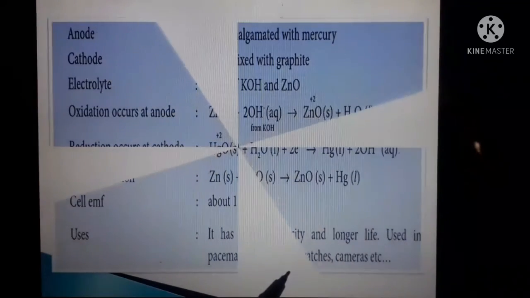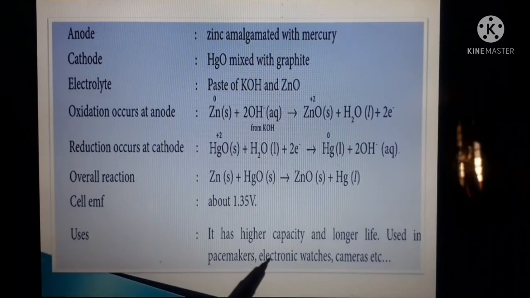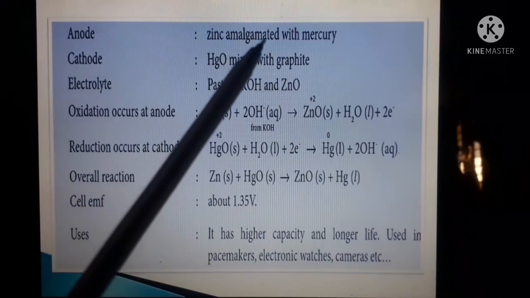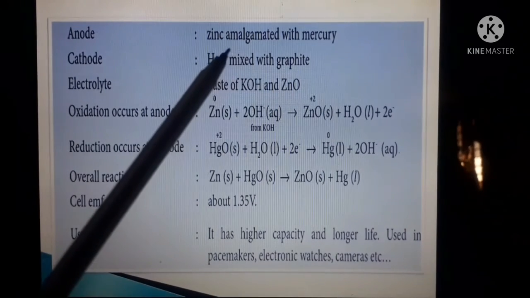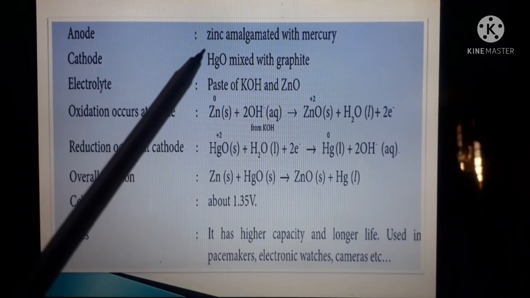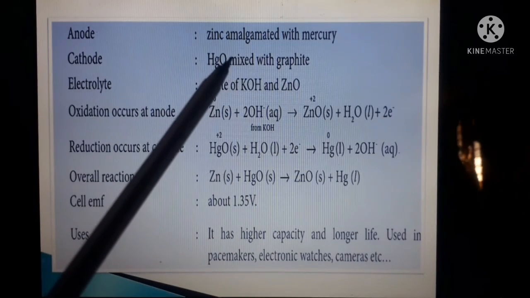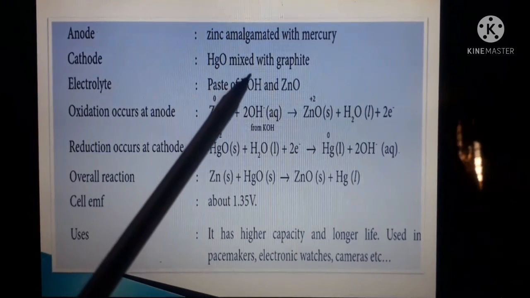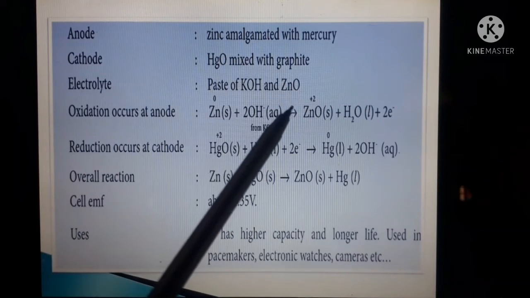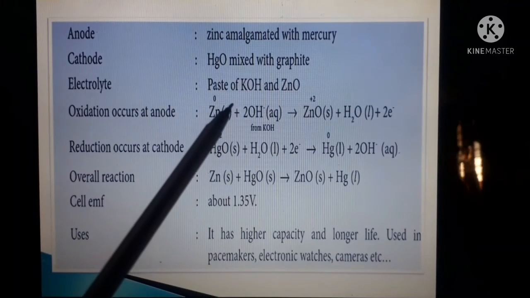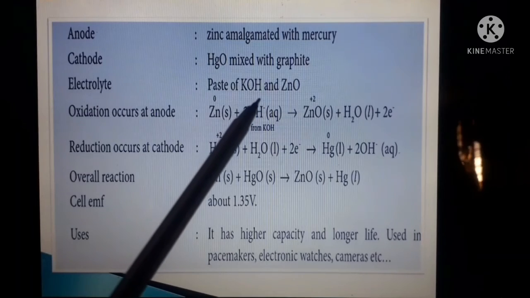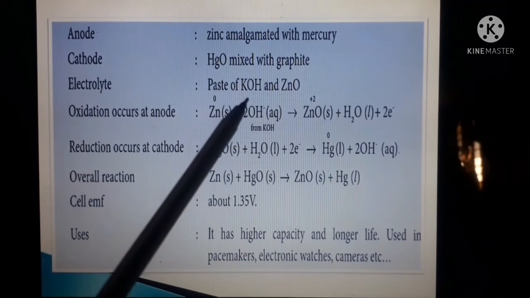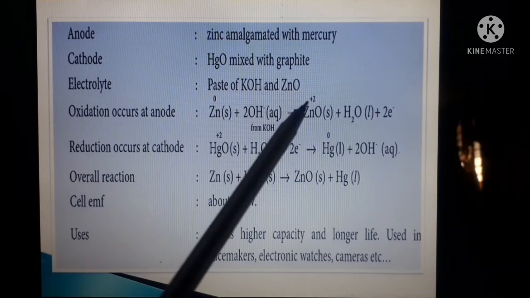Next, the description of the mercury button cell. The anode is zinc amalgamated with mercury. As in the image, the anode is zinc, and the zinc is amalgamated with mercury. Next, the cathode. The cathode is mercury oxide mixed with graphite. The graphite rod is there. Next, the electrolyte, a paste of potassium hydroxide and ZnO, potassium hydroxide and zinc oxide.